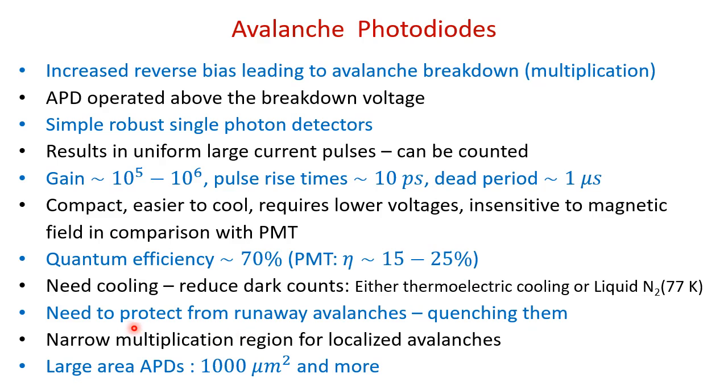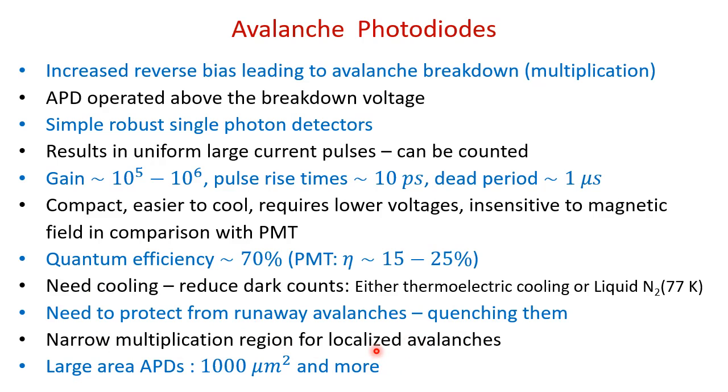You need to create an external circuit with these APDs so as to quench the avalanches. There should be a way to protect against runaway avalanches, which can be done by switching, for example, the bias. This large reverse bias can lead to very large fields and runaway avalanches. These need to be quenched through an external circuit, and care has to be taken so that the APD does not get damaged. Again, remember, we have a narrow multiplication region.